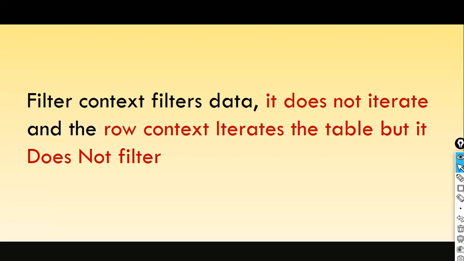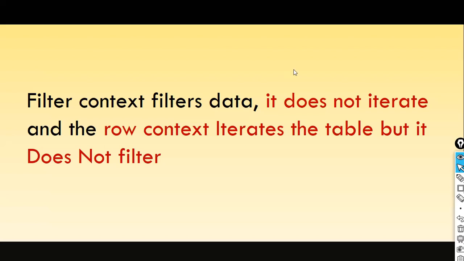Only the filter context propagates and does the filtering automatically, whereas row context does not propagate through a relationship automatically. That we will see with another example a little later. Yes, Pooja, it needs some time to absorb this. We'll go through it again.